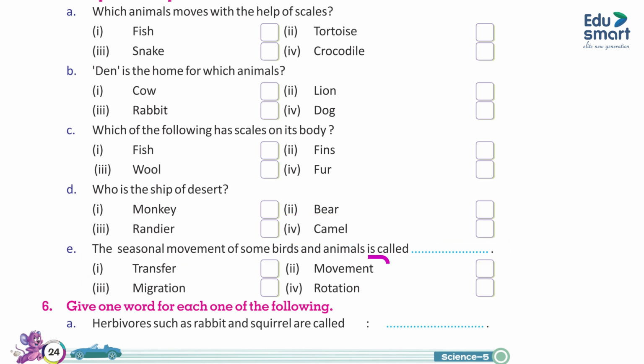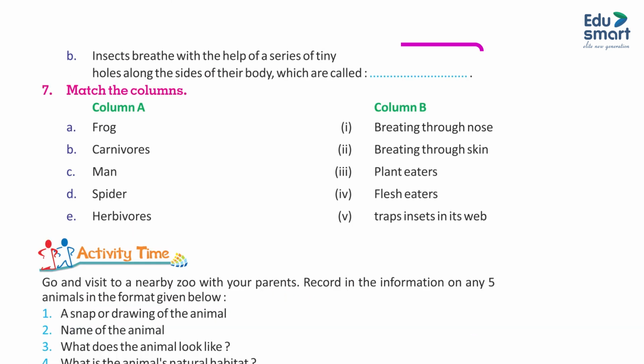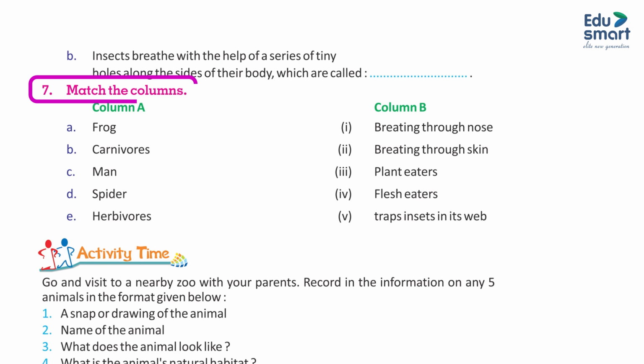1. Transfer. 2. Movement. 3. Migration. 4. Rotation. 6. Give one word for each one of the following. A. Herbivores such as rabbit and squirrel are called dash. B. Insects breathe with the help of a series of tiny holes along the sides of their body, which are called dash. 7. Match the columns.